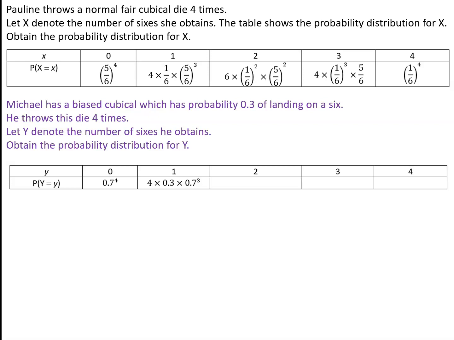The probability that we get 2 successes is going to be 6 times the probability of success squared, so that's going to be 6 times by 0.3 squared, times by the probability of 2 failures, which is 0.7 squared. So altogether we've got 6 times by 0.3 squared, times by 0.7 squared. For 3 successes, we're going to have 4 times by 0.3 cubed, times by 0.7. And for 4 successes, it's going to just have to be success, success, success, success, which is going to have a probability of 0.3 to the power 4.